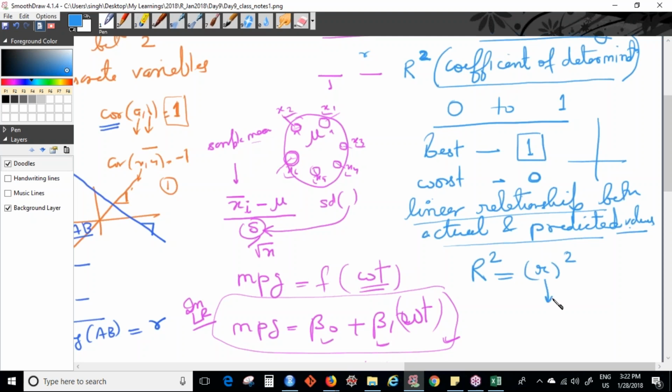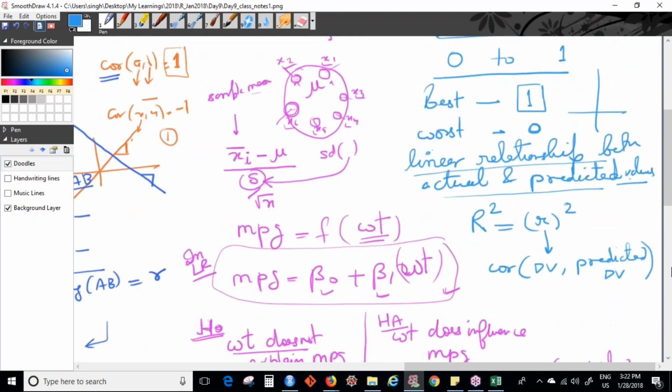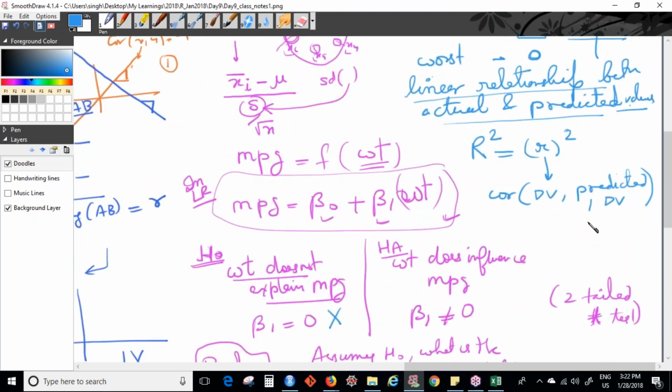But this small r should be the correlation between your dependent and predicted dependent variable. What is this predicted dependent? Predicted dependent is what you predict using a linear regression. Are you following, guys? Too many stuff coming your way, but are you following?